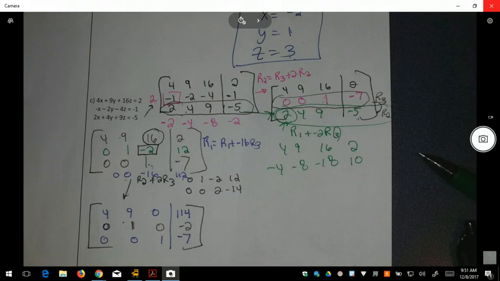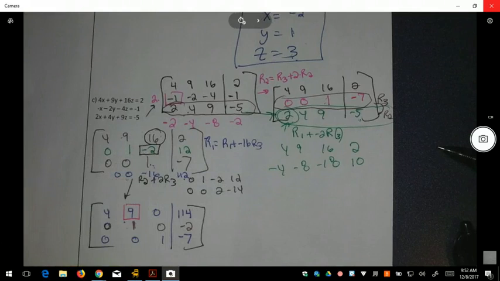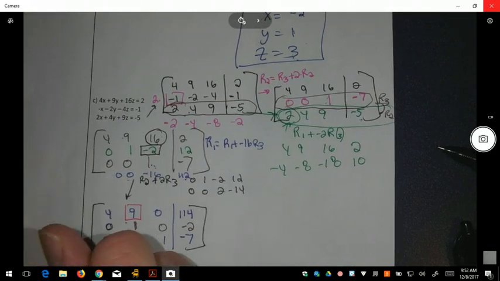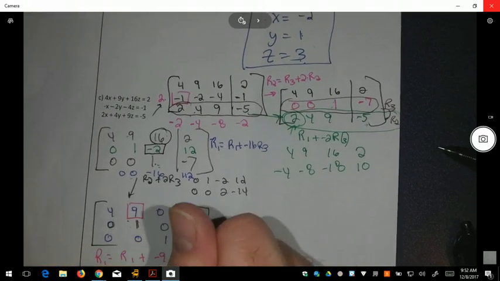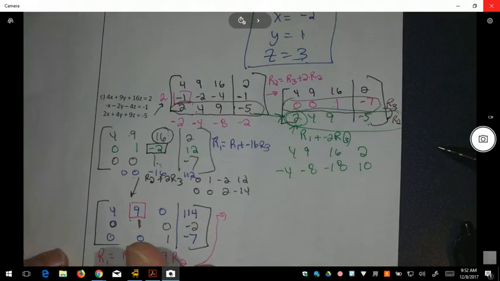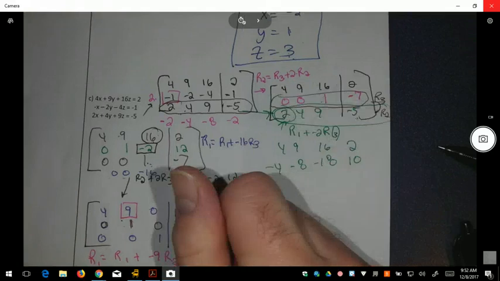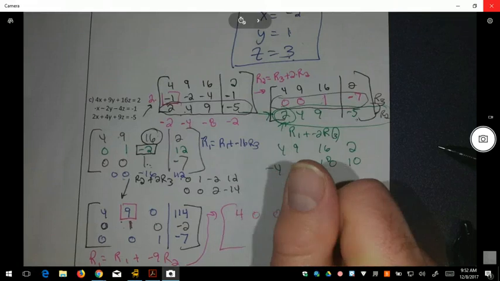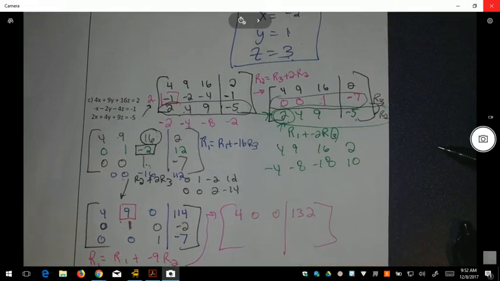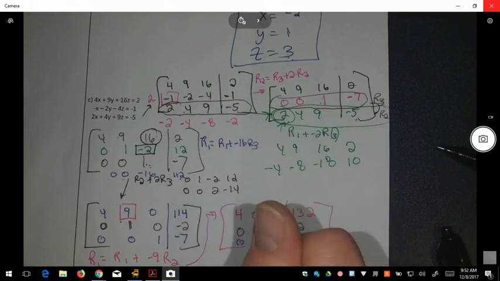All right, so now we've almost completed the triangle of zeros in the upper right-hand corner. The next one we have to target is the 9. And I'm going to use row 2. So row 1 plus -9 times row 2 will give us our new row 1. So that's going to be 4, 9, 0, 1, 14, and 0, negative 9, 0, positive 18. This gives us a new row 1 of 4, 0, 0, 132. 0, 1, 0, negative 2, 0, 0, 1, negative 7.